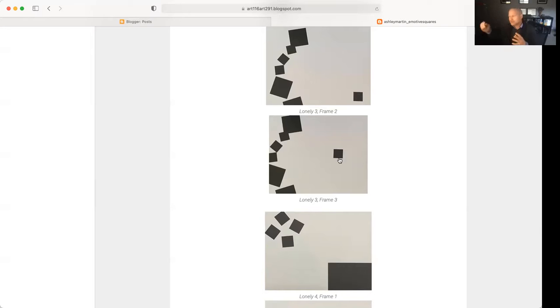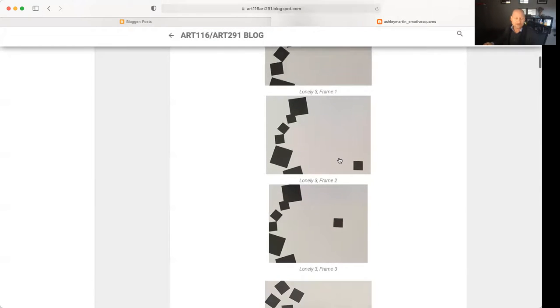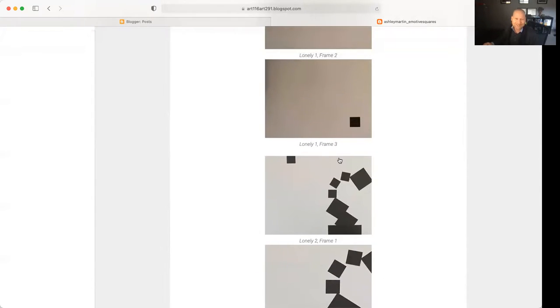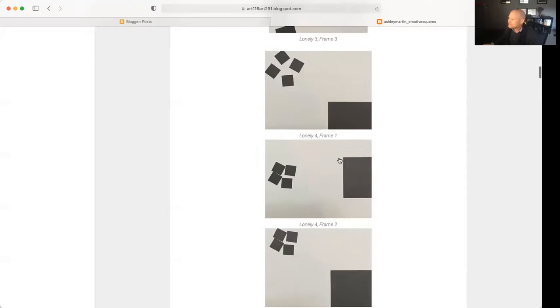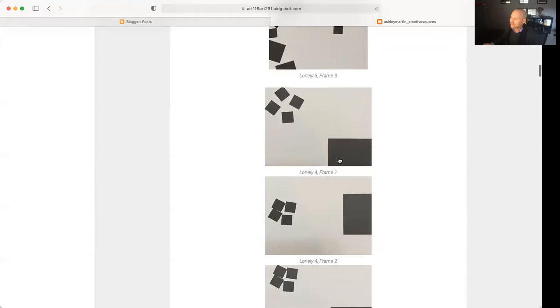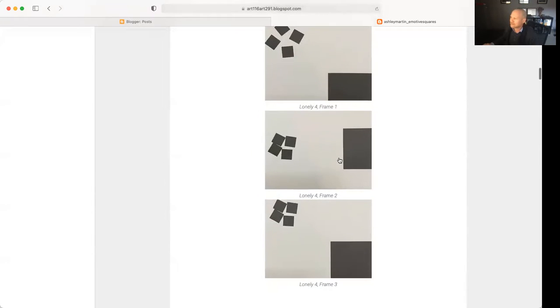So not only is this little guy separated over here, but this little guy is also oriented differently than the others, which creates more of that isolation. It creates more of that energy. There's a lot you can do with just simple squares, I think. And so of those, that's quite effective here.